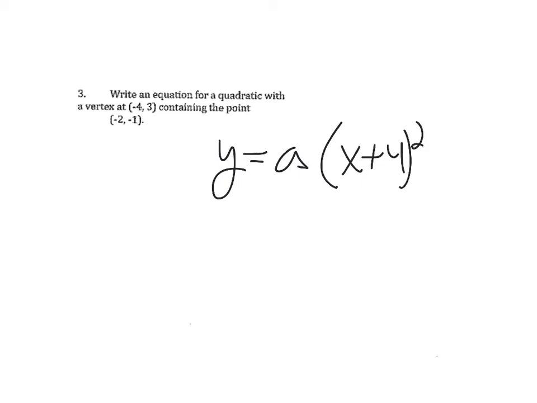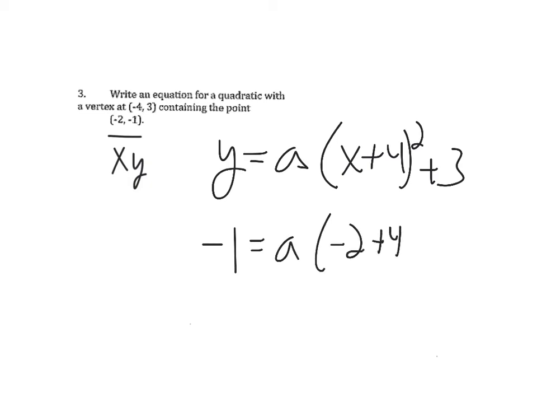I see a vertex. I know that it's going to be y equals some stretch factor, maybe a, times (x plus 4) squared plus 3. And now I know it contains this point (x, y), so let's just drop it in. -1 equals a times (-2 plus 4) squared plus 3. Now we'll just solve this for a.